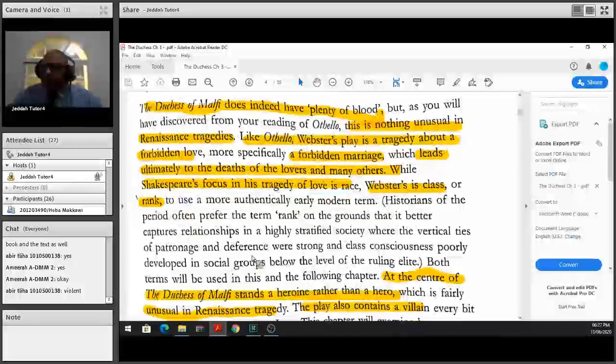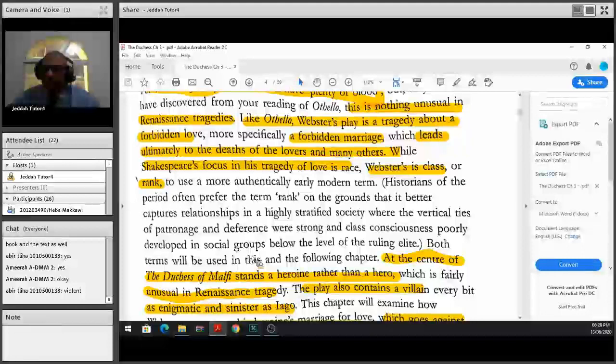So The Duchess of Malfi does indeed have plenty of blood, like we said. And in this sense, it is similar to Othello. Othello also had blood. And if Othello has a great deal of blood, and The Duchess of Malfi has a great deal of blood, it means that this was perhaps usual in Renaissance tragedies. It seems that this was the fashion or the trend at the time.